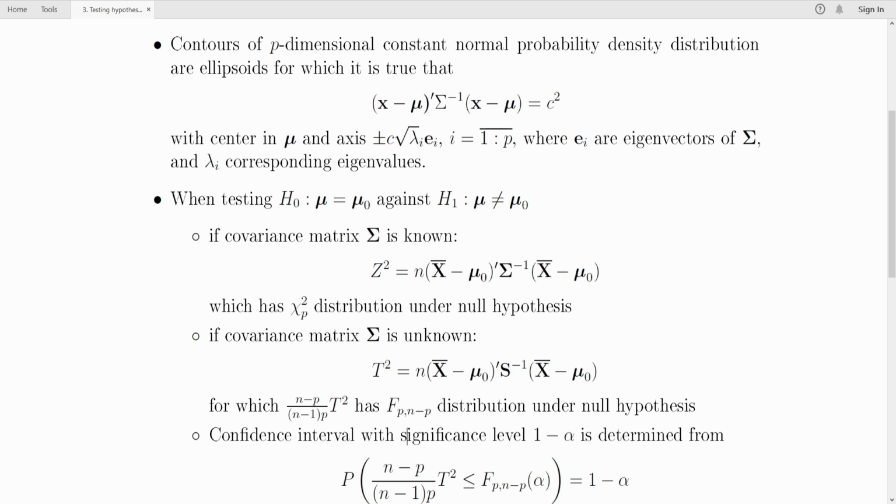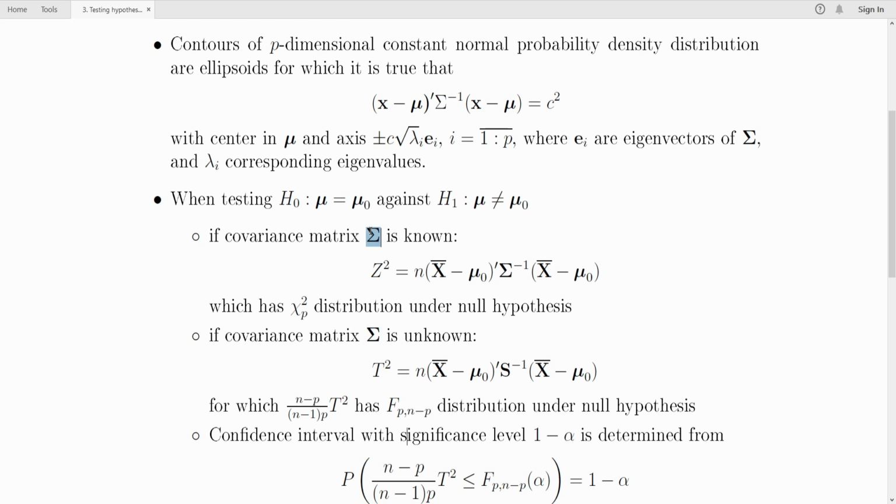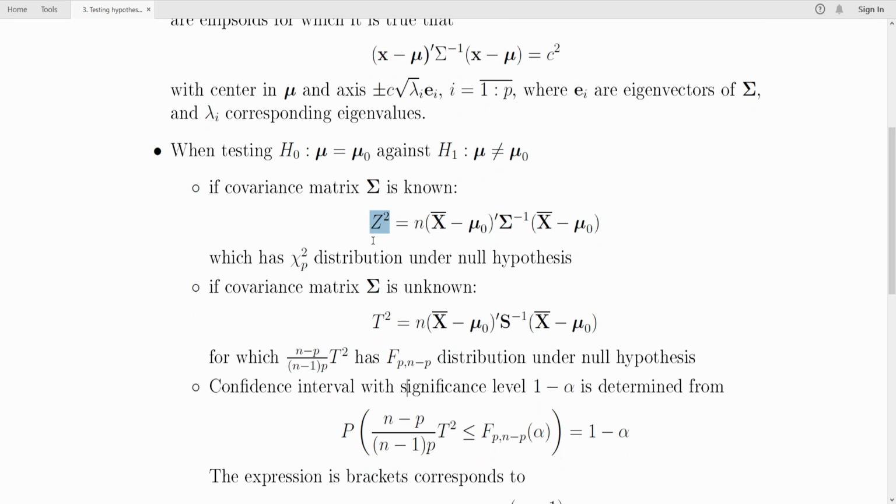I suggest you read the literature to see how to derive the statistic. It is simple. When testing this null hypothesis against the alternative, we have two cases: we either know the covariance matrix of our multivariate normal distribution, or we need to estimate it. When it is known, we already know the distribution of this test statistic and we use this one. However, when we don't know the covariance matrix, this is when we use the Hotelling t-squared statistic with our estimate of the covariance.